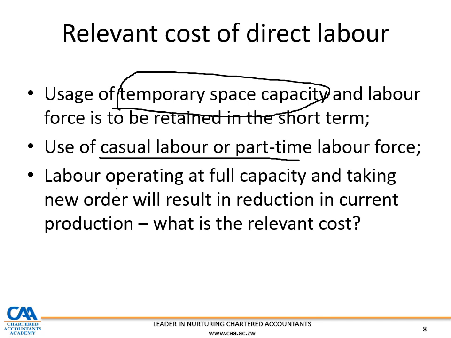Another scenario is where we are operating at full capacity. If we take on this new order, we need to take some capacity from current production to be able to fund the new order we want to produce. Which means here effectively we now have a limiting factor, being availability of labor hours, which therefore brings into play constraint optimization principles, which we are going to cover in detail in the lecture on constraint optimization in decision making.